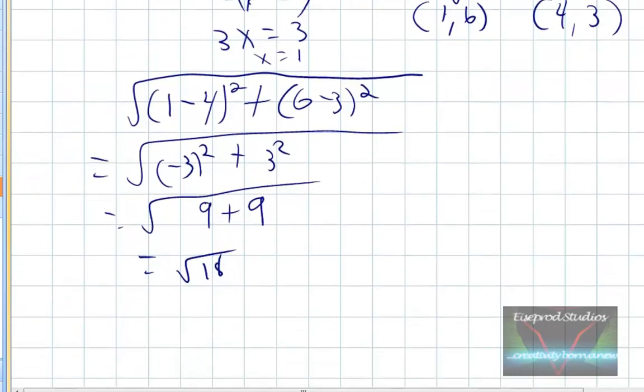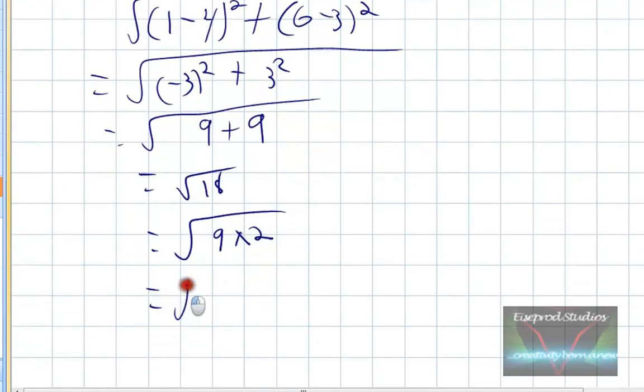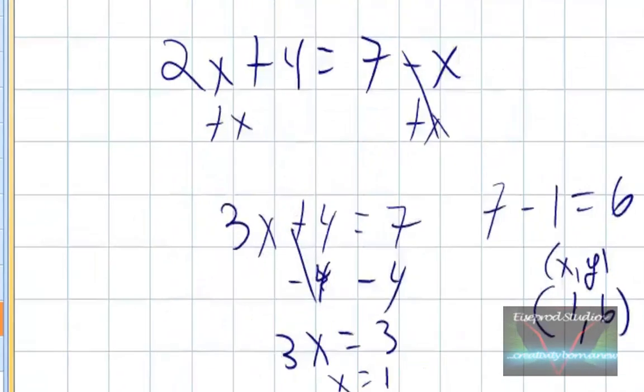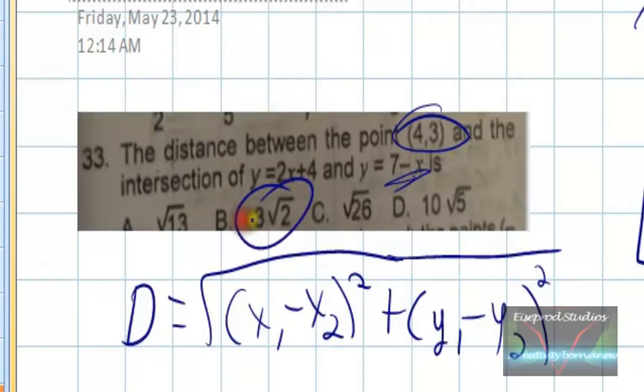Now, I can simplify that by saying that that's equal to the square root of 9 times 2. And we can pull that apart, and now we have the square root of 9 times the square root of 2. So the square root of 9 is 3, and we leave the other one in place because we can't do anything with that. So our final answer is 3 root 2.